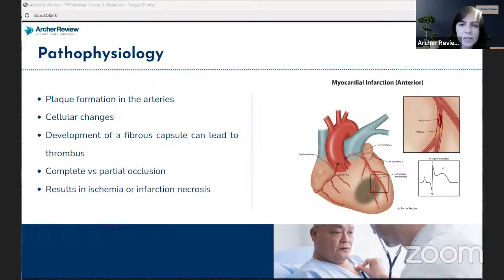So a little pathophysiology with coronary artery disease. So again, your coronary arteries supply the heart with the blood that it needs for those myocardial cells to function. So when that plaque forms in those arteries, there's cellular changes. It causes increased inflammation, enlargement of that plaque, and over time, that fibrous capsule develops. And what's dangerous about that fibrous capsule is that it can tear or bleed, which can then produce a thrombus. So you could have either complete or partial occlusion of those arteries, and then what it can result in is acute ischemia or eventually infarct or necrosis of that myocardial tissue. So that's what we're trying to really prevent.